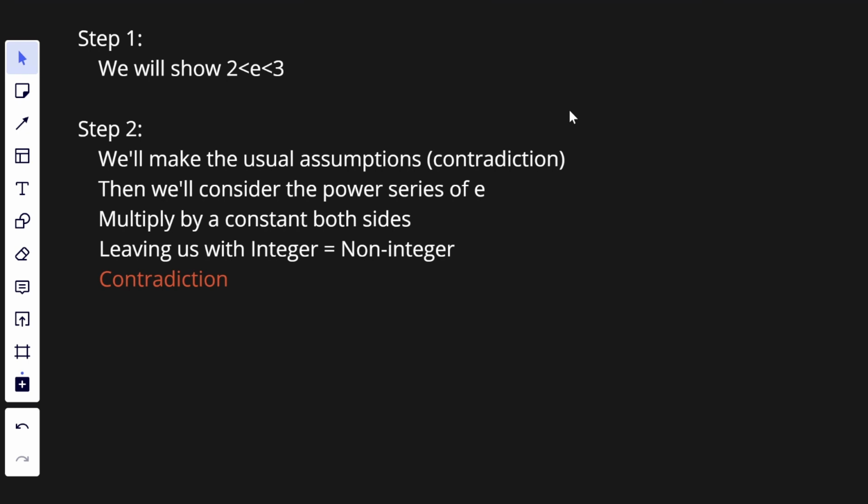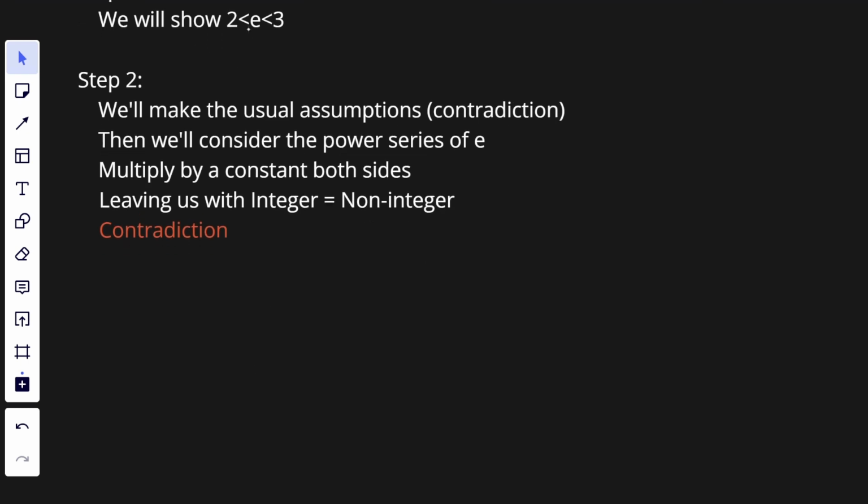We're then going to consider the power series of e. We're going to multiply both sides by a clever constant, which we're going to see later. And after a little bit of manipulation and using a geometric series, we're going to have that an integer equals a non-integer, which means we have a contradiction. So let's get cracking straight into it.